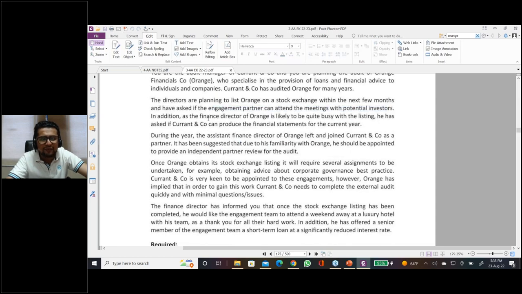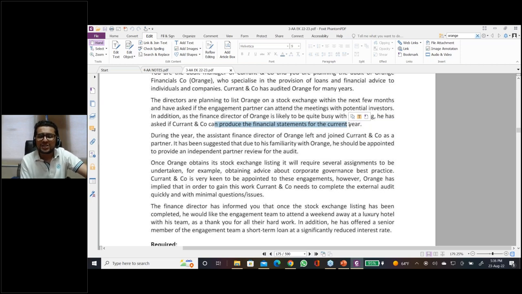In addition, as the finance director of Orange Company is likely to be quite busy with the listing, he has asked if the audit firm can produce the financial statements. If the financial statements were produced by the audit firm, this would lead to a threat called self-review threat. The audit firm would be reluctant or might not be able to identify the misstatements within the financial statements because nobody wants to admit mistakes.